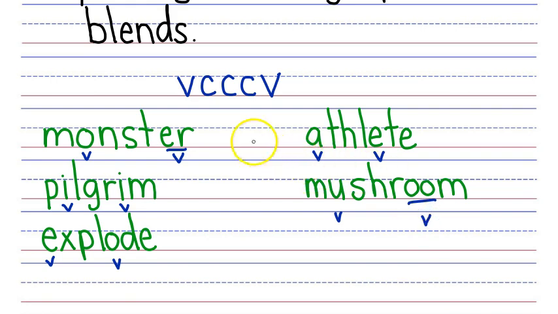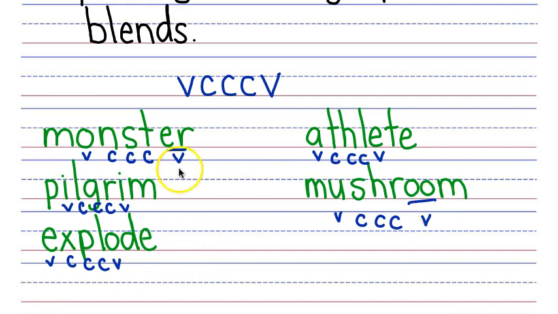Now, what's going on between these vowels? Well, we've got three consonants. N is a consonant, S is a consonant, T is a consonant. Here again, three consonants, L, G, and R. Here again, three consonants, X, P, and L. Here again, three consonants, T, H, and L. And here again, three consonants, S, H, and R.